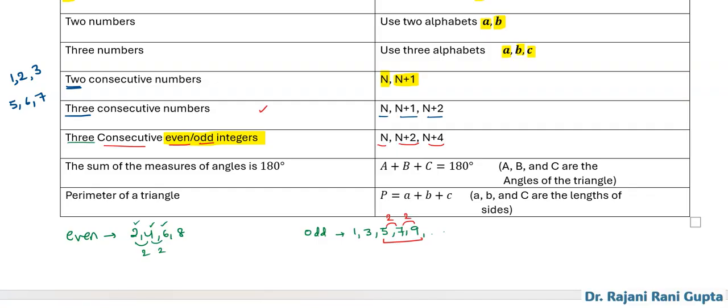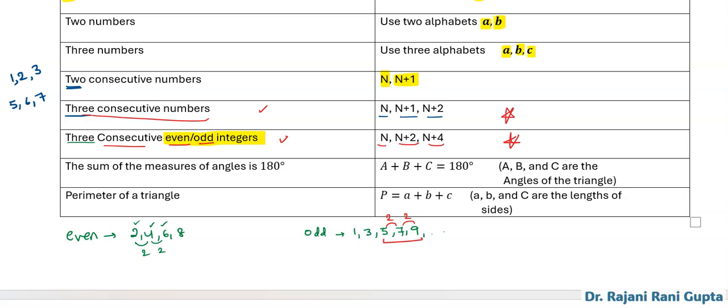The difference between this and this: here they are talking about three consecutive numbers, where the difference is 1, so n plus 1, n plus 2. For three consecutive even or odd integers, the difference is 2, so n plus 2, n plus 4. This is important to know.